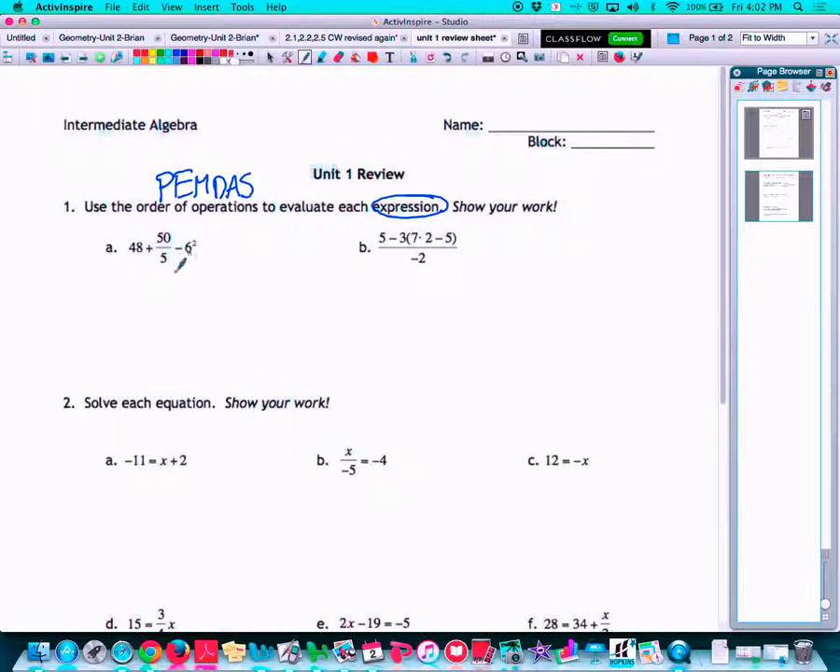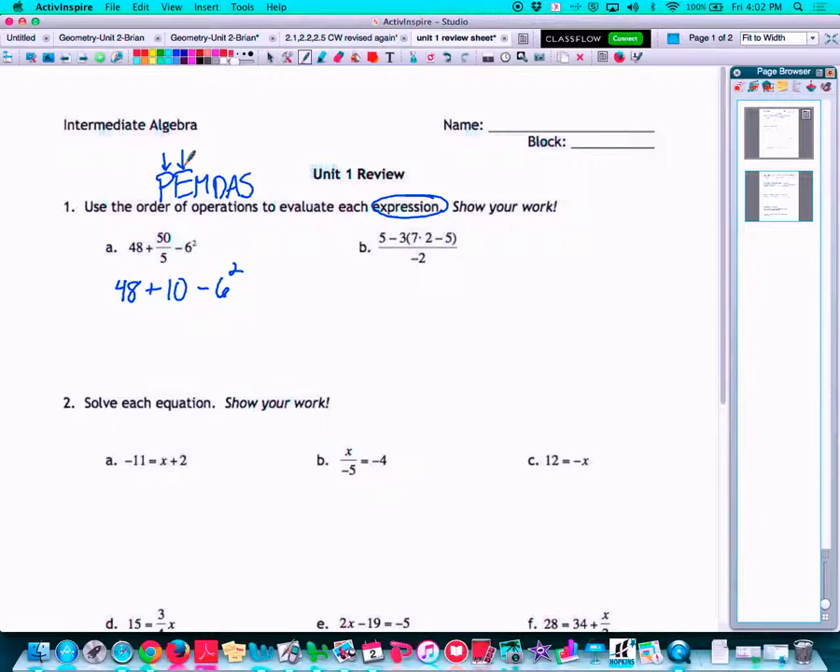There are no parentheses. One of the things you can think about, though, is that sometimes when you see a fraction bar, you can think of that as parentheses as well. So actually, let's go ahead and do that first. You could do this step with multiplication and division as well, but when we see a fraction, I like to do that first because it's like a grouping symbol like parentheses. So when you see that fraction, we can do that. So 48 plus 50 over 5, 50 divided by 5 is 10, and minus 6 squared, right?